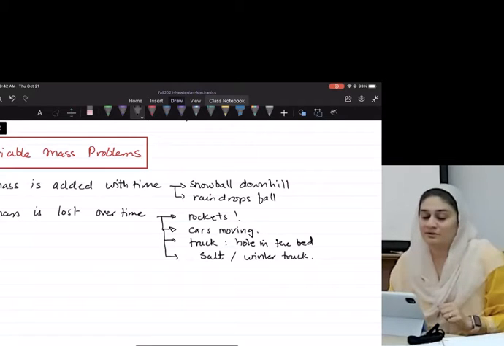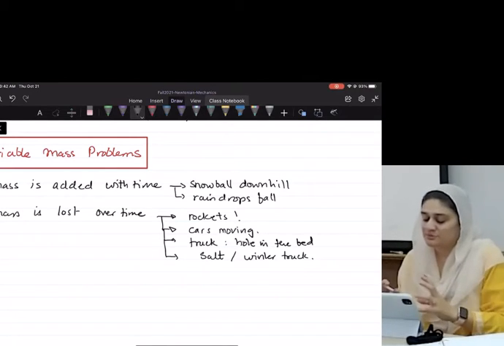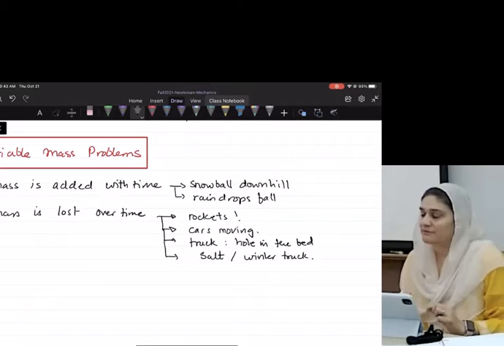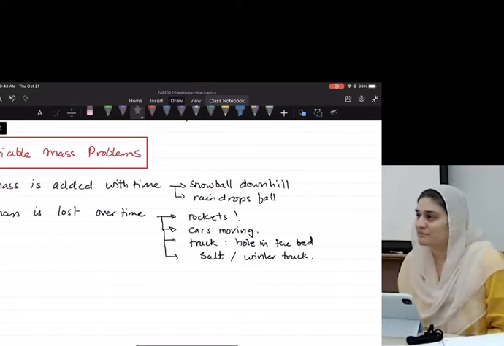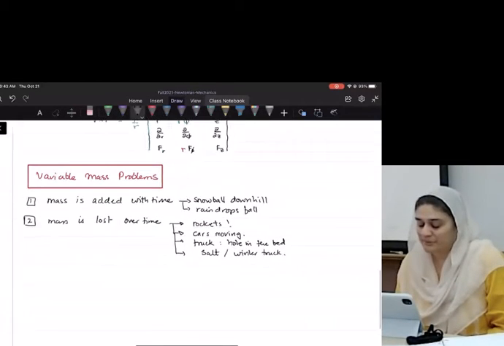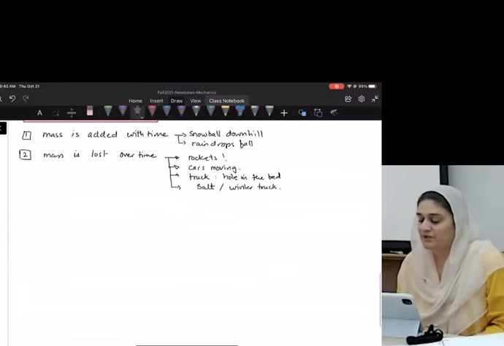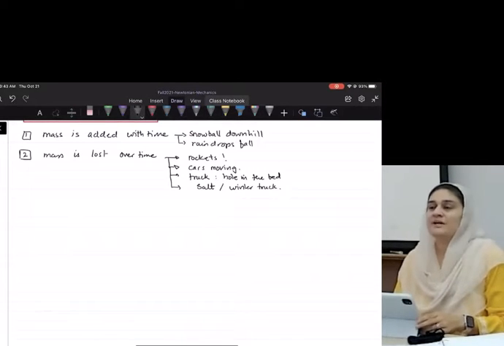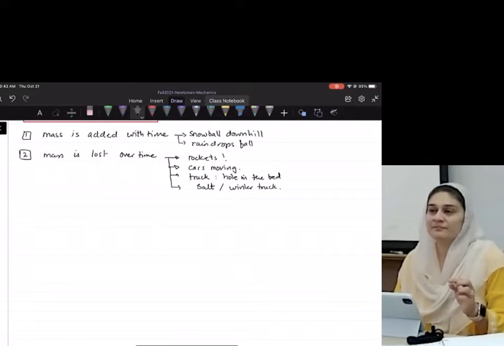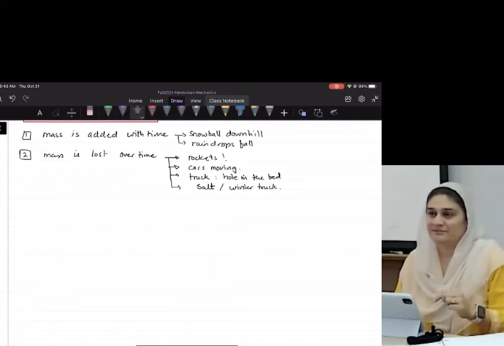Now let's talk about those scenarios. So which one do you want to do? I think I want to do the added one first, and then we can talk about the subtracted one. So pick one where mass is added. Which one do you want to do? Raindrops or snowballs? Snowball. Okay. Actually, snowball will be in 2D. Yeah. So let's just do 1D first.